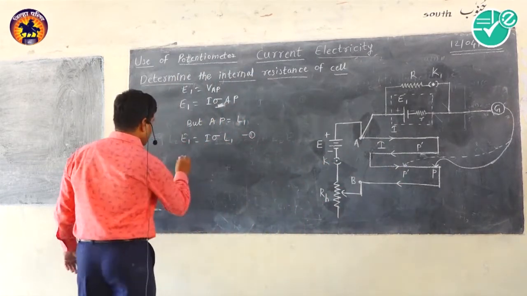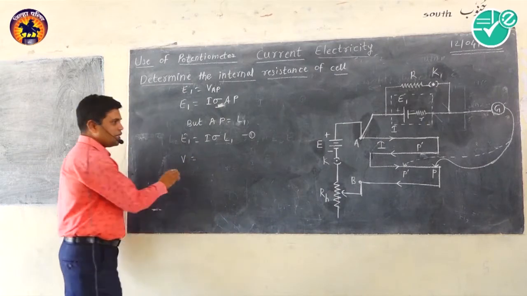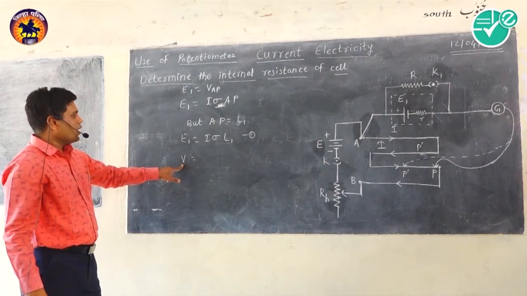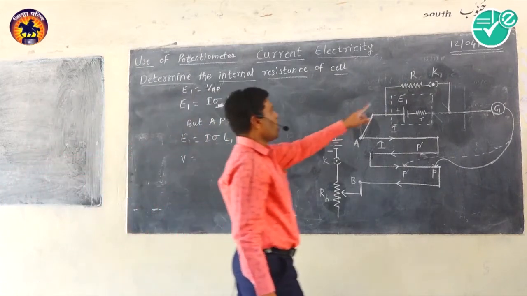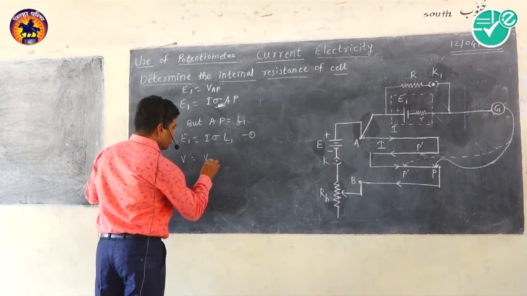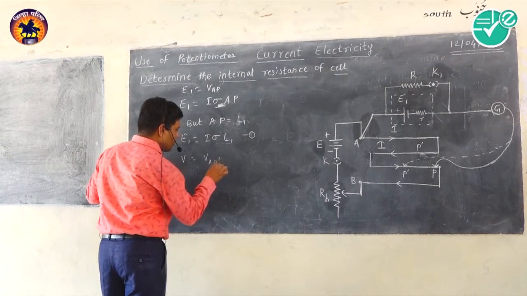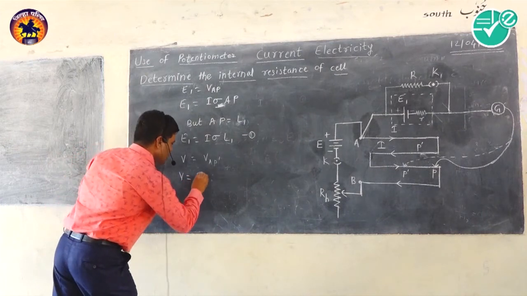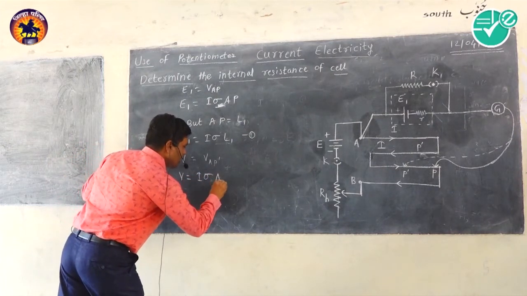Here V is the terminal PD of cell E1, or we can say that the potential drop across R balances at a length, or balances the voltage difference between A and P dash. So this is the terminal PD of a cell, and it is given by I sigma AP dash.